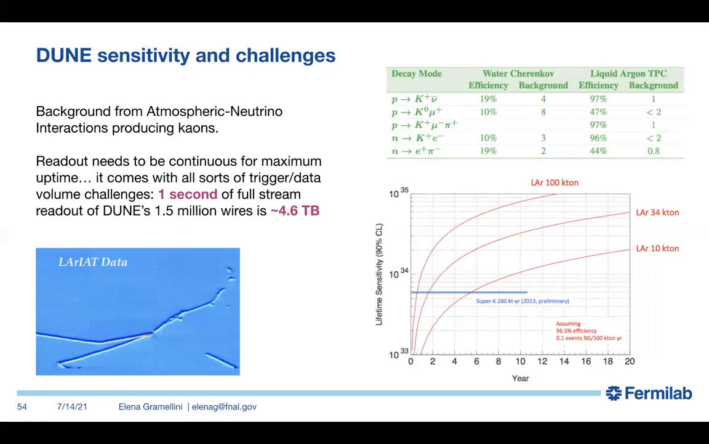What happens is that you need to develop triggers in order to reduce the data challenge. So you need to develop some way to get rid of all the data that is not interesting and only keep events with potentially 1 kaon. The background for this type of search is mostly atmospheric neutrinos that produce kaons in your detector, which hopefully you're going to be able to weed out by understanding the properties of the neutrinos.